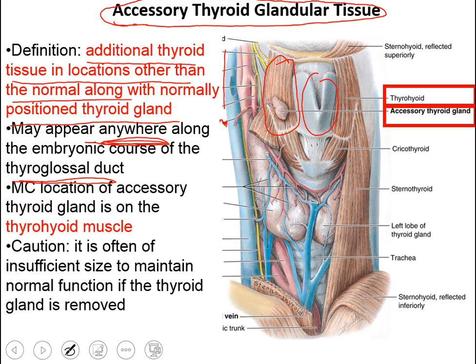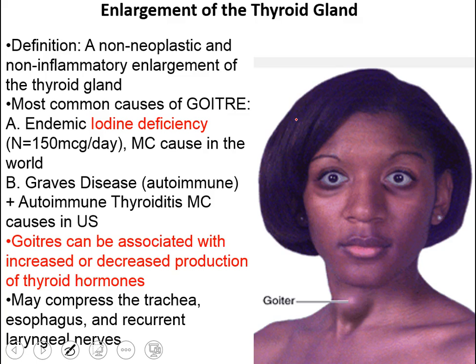Although the accessory tissue may be functional, it is often insufficient in size to maintain a normal thyroid hormone level, and as a result, normal function. If the thyroid gland is removed, this tissue is not sufficient to keep the level of hormones in the physiological range. Let's talk about another very common thyroid disease, goitre.